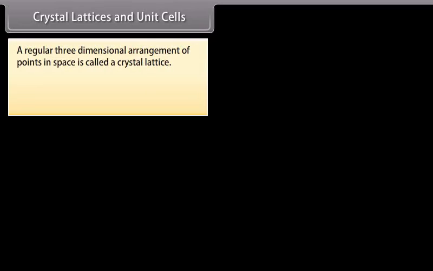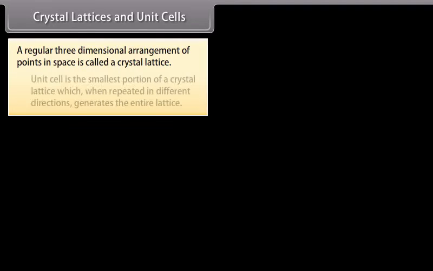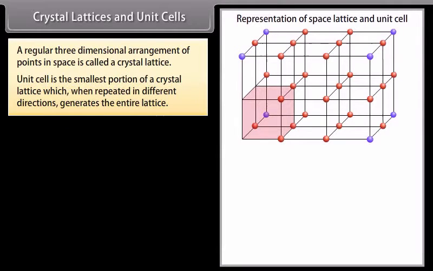Crystal lattices and unit cells. A regular 3-dimensional arrangement of points in space is called a crystal lattice. A unit cell is the smallest portion of a crystal lattice, which, when repeated in different directions, generates the entire lattice.